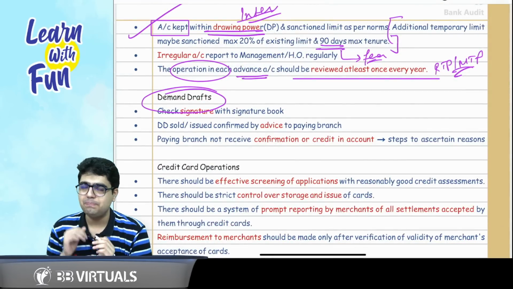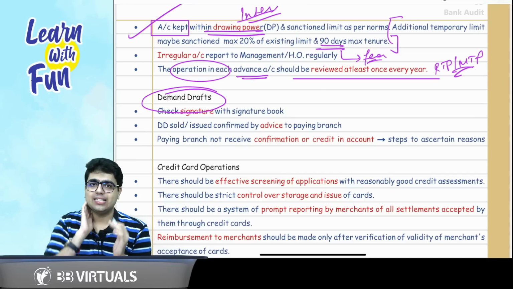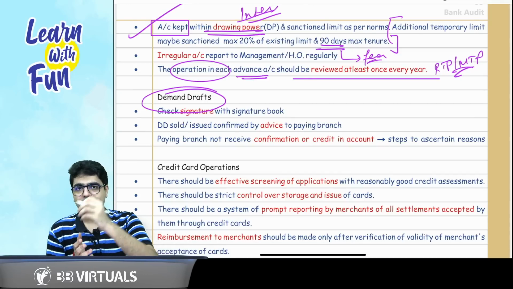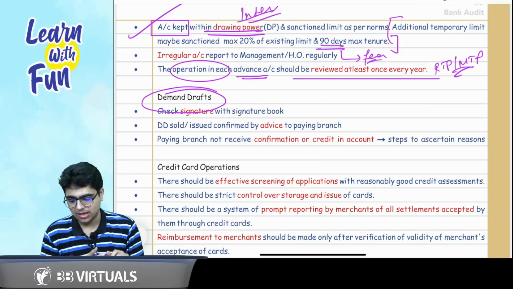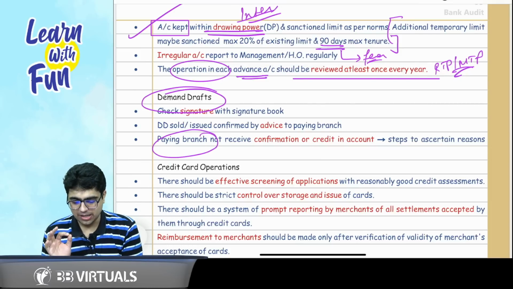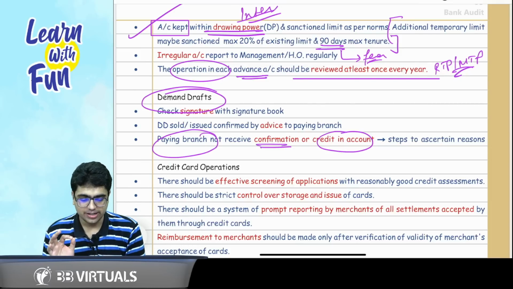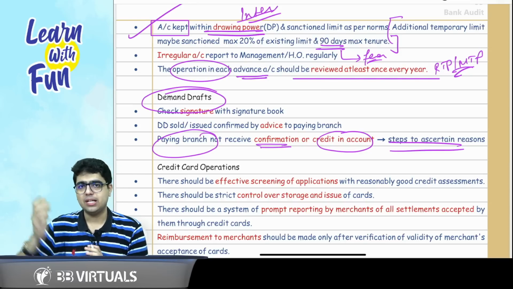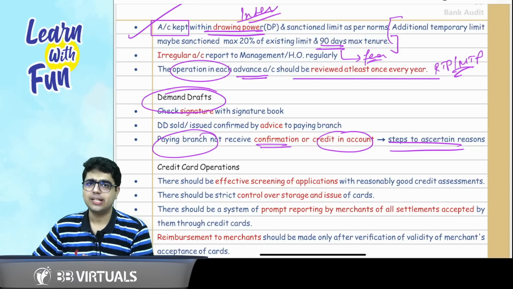Demand drafts are the easiest topic. Check the signature of the demand draft. Credit the account only when you have received the advice from the paying branch. And the last point is, if the paying branch has not given any confirmation or credit in the account, steps should be taken to ascertain the reasons why the issuing branch has not sent any debit advice.